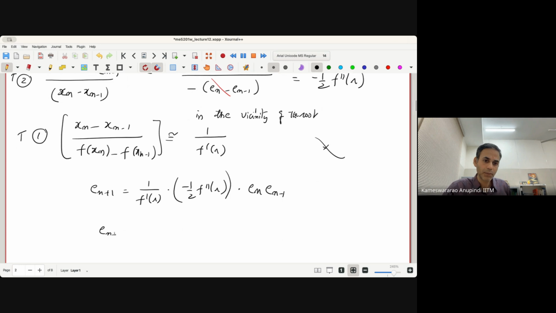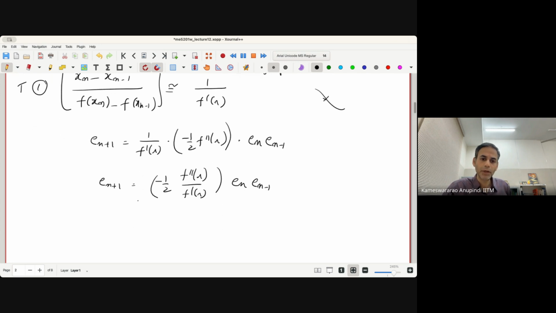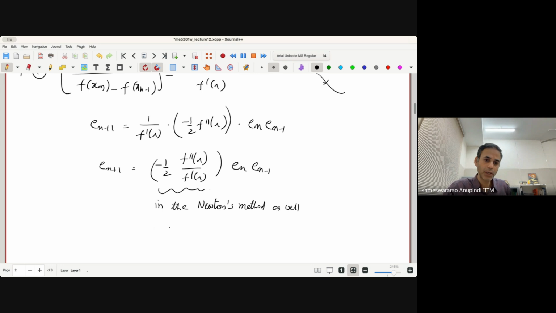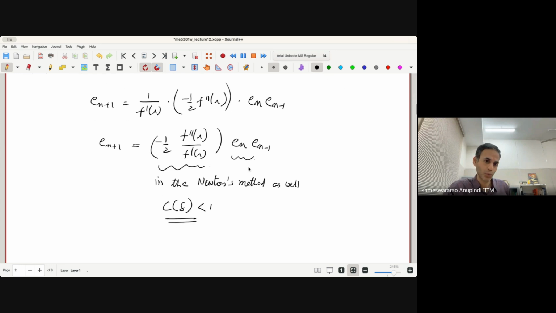This quantity is e_{n+1} equals minus 1 by 2 f double prime r by f prime r times e_n times e_{n-1}. Now, if you recall, we got exactly the same expression in Newton's method as well, right? We said in the neighborhood of the root, this quantity can be shown to be some, let us say, C delta, and this is less than 1, in which case we said the error is primarily controlled by these two factors, okay?